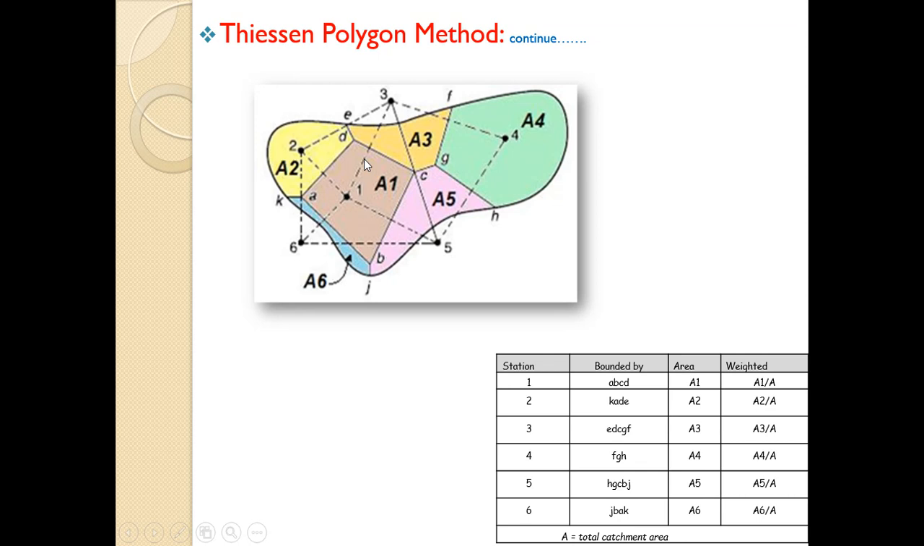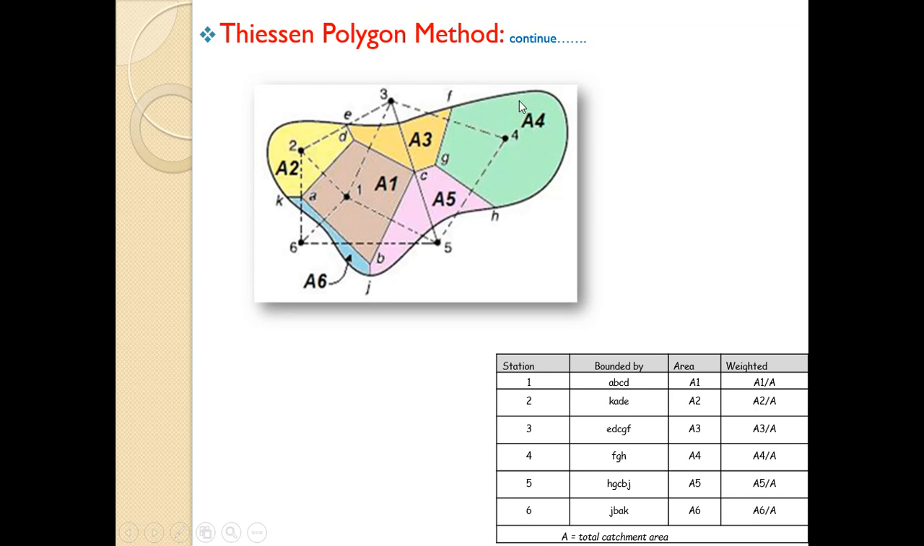These perpendicular bisectors intersect each other, right? Here you can see this is a perpendicular bisector and this is another perpendicular bisector, and they are intersecting. This one is also intersecting. So with the help of these bisectors, polygons are formed. Here one is colored yellow, this is also colored separately, and this is also colored separately. This type of polygons are formed after drawing the bisectors, right?